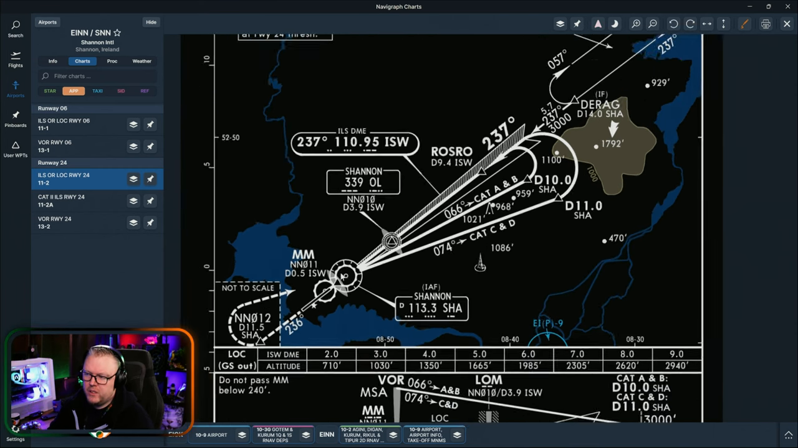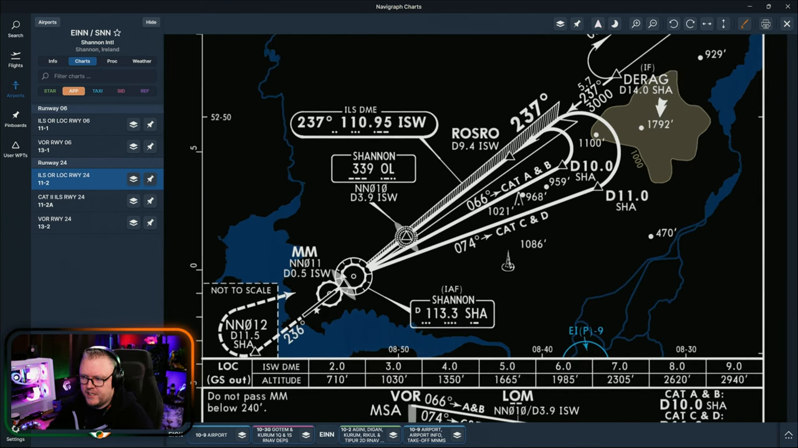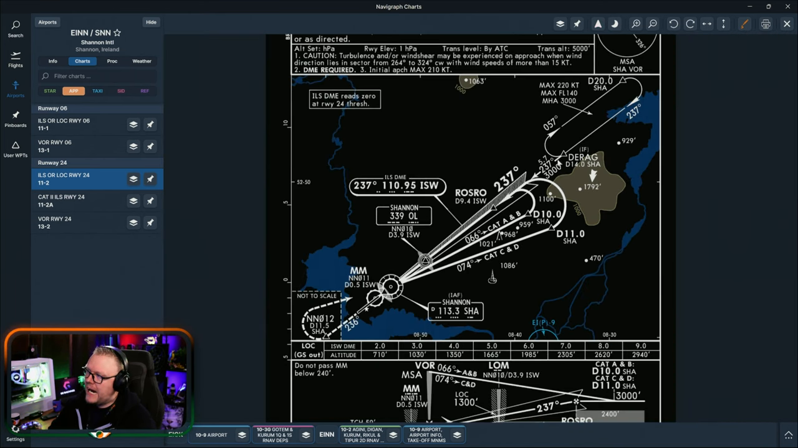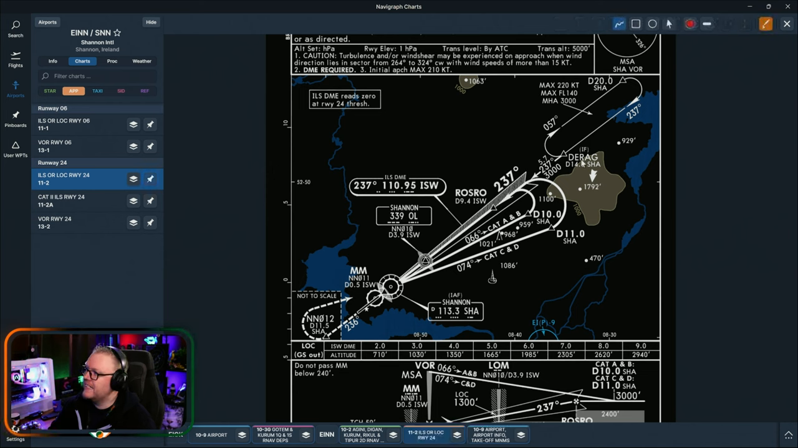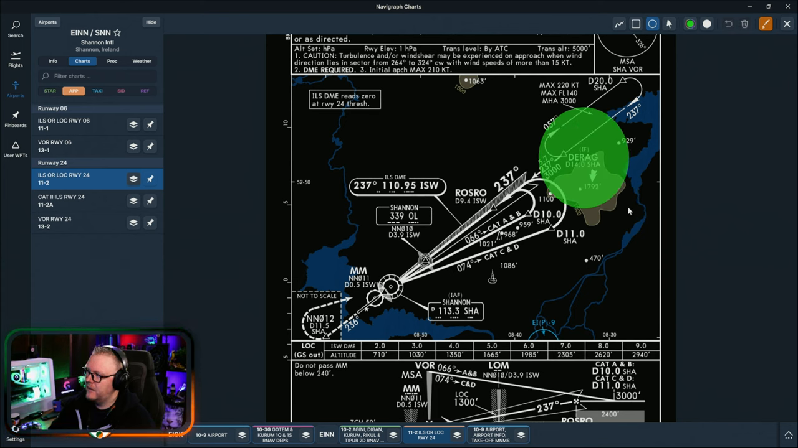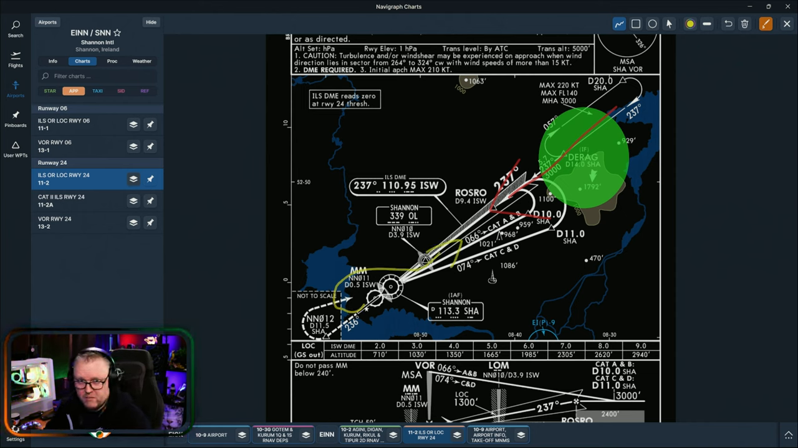The reason why we're not doing the published approach tonight, well, just think about it for the moment. All of us are going to be coming in here from DRAG, yeah? Oh, look at this phenomenal update from Navigraph. We're coming in this way, right? That's the direction we're coming in. So we're going to be flying this way, lads, yeah? Well, if you follow the missed approach, it's going to take you this way and then back into the direction of oncoming traffic. We're not going to do that.